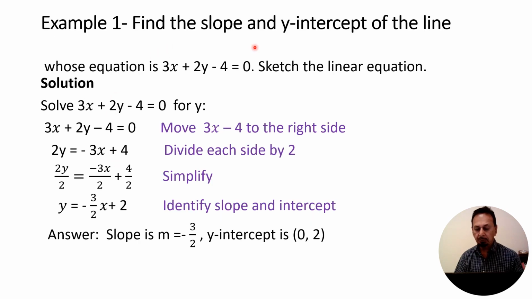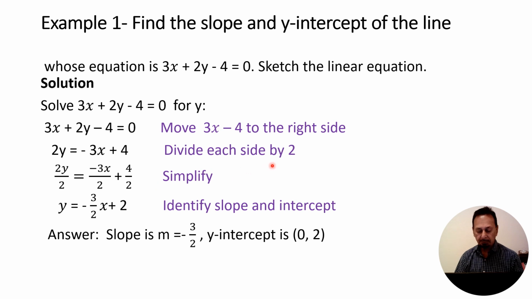Example 1. Find the slope and y-intercept of the line whose equation is 3x plus 2y minus 4 equals 0, and sketch the linear equation. So let's solve 3x plus 2y minus 4 equals 0 for y. Move 3x minus 4 to the right. Then we have 2y left on the left side. The 3x becomes negative 3x, negative 4 becomes positive 4.